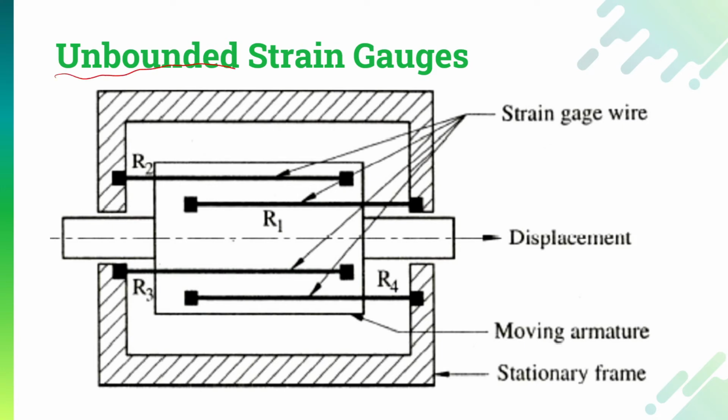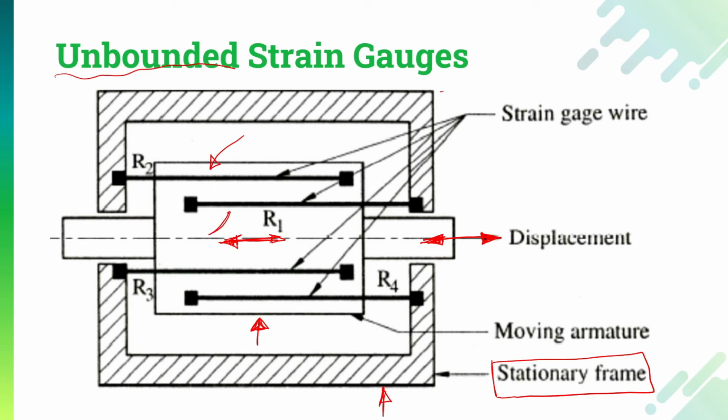Over here, as you can observe, there is a stationary frame, and inside the stationary frame there is one moving armature, which is going to be displaced by the external force. Okay, so whenever the external force is applied, the armature is going to move in the longitudinal direction, or in this particular axial direction. Now, over this armature and the stationary frame, there are a total of 4 wires attached.